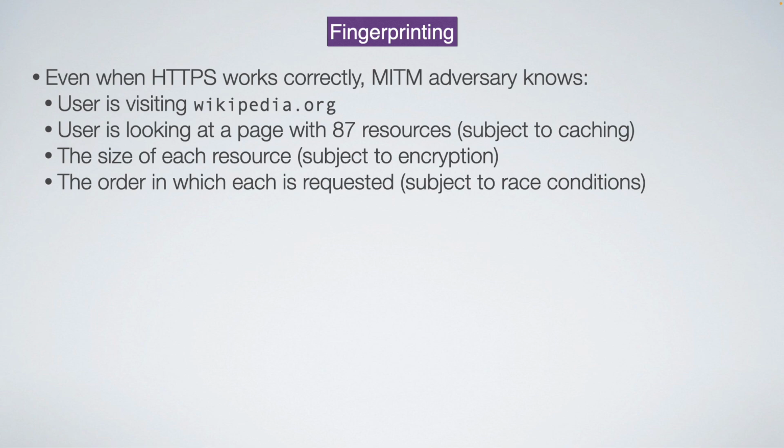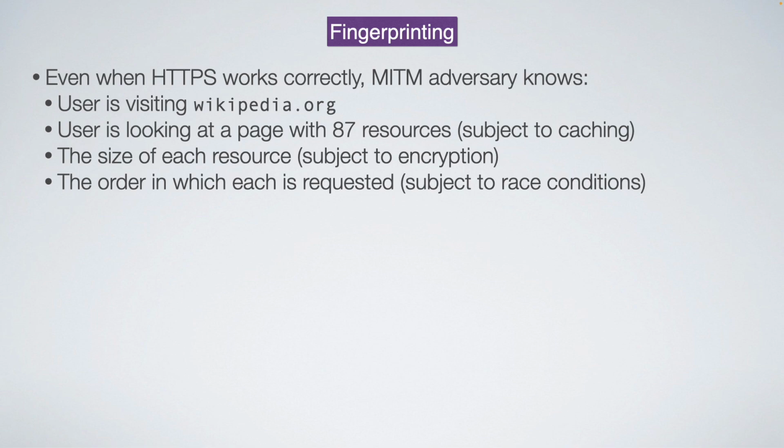They don't know what I'm asking for. Is it an image? Is it a JavaScript? They don't know what it is. They can't read the file name, but they do know that I'm making exactly 87 requests. Now, some of these images might be cached. I might have them already because I was browsing Wikipedia yesterday, and so I happen to have some of them. So this number is subject to caching, but it would be roughly around 87. And further than that, they also know the size of everything that I'm asking for, okay? And they could also look at the order.